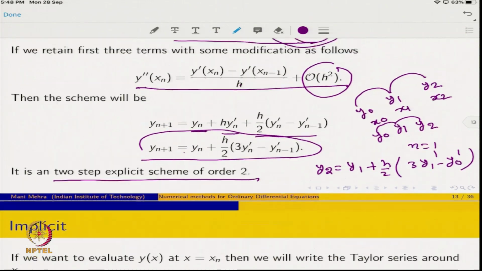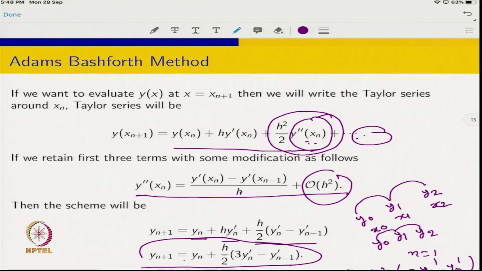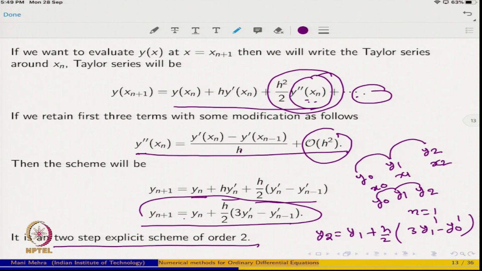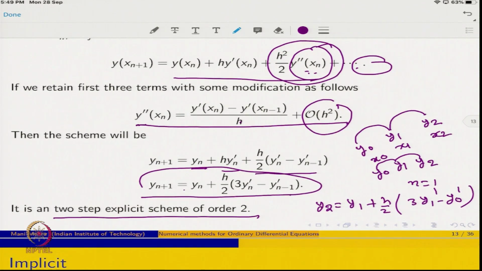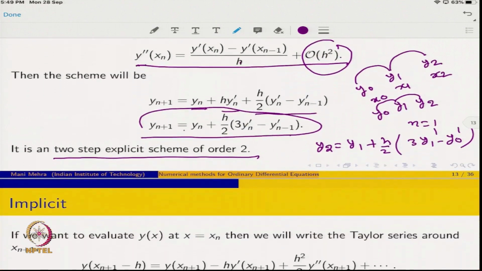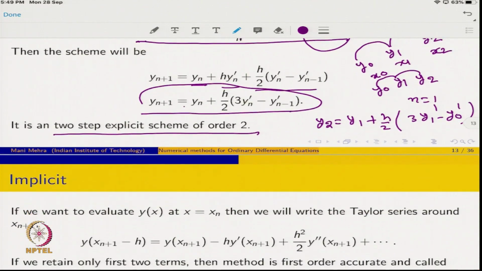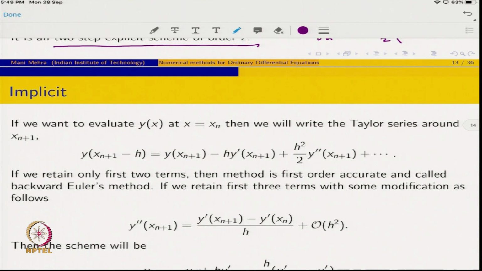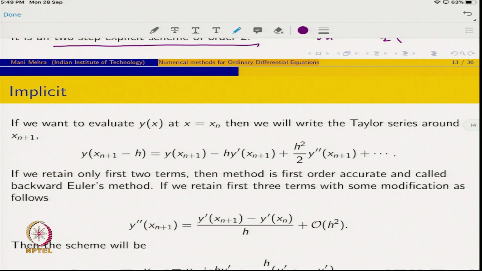So, now this is the Adams-Bashforth method, which is a general method to derive the category of high order accurate explicit methods. Similarly, how to derive high order accurate methods, but implicit. This time I am saying implicit, which will come under the category of the Adams-Moulton method.